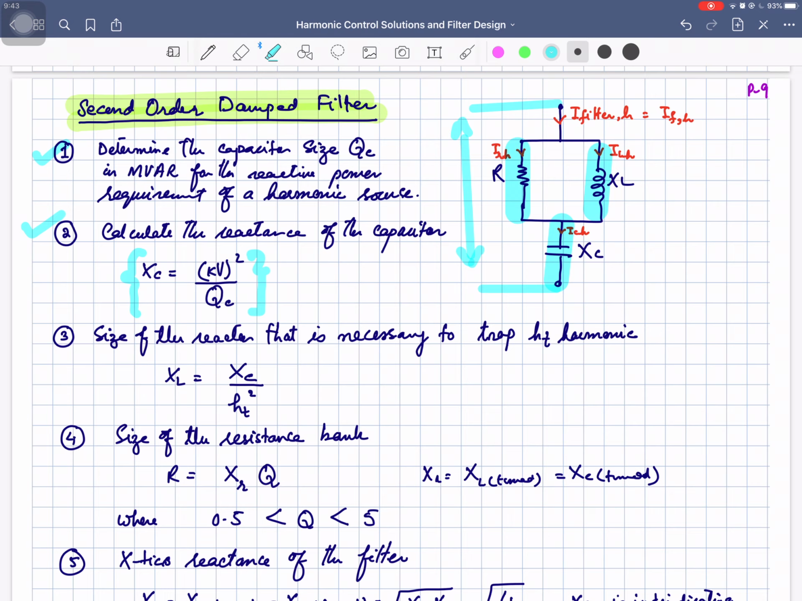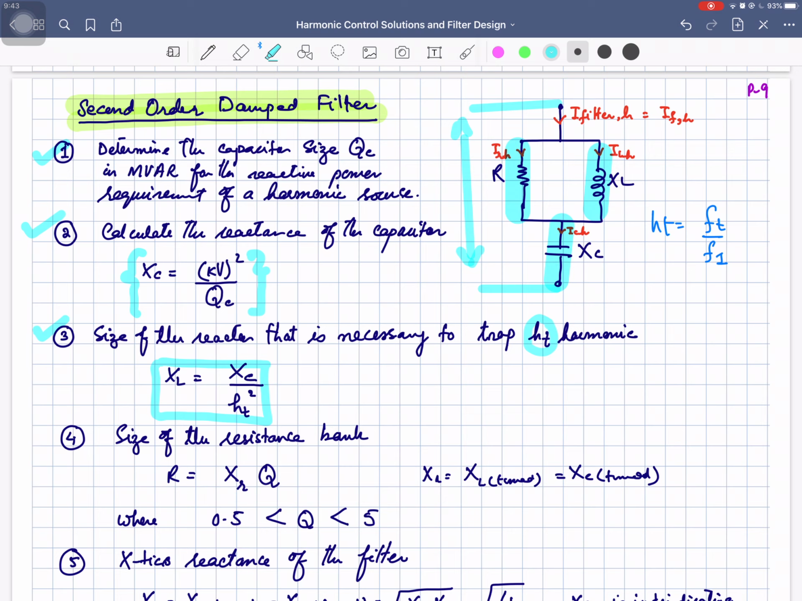Then you calculate the size of the reactor that is necessary to trap the HT harmonic. This is important. Which harmonic is to be eliminated? So HT is equal to Ft over F1, where Ft is the tuned harmonic frequency. That harmonic will be bypassed. So the size of the reactor is calculated by using the concept of resonance. So XL is equal to XC over HT square.